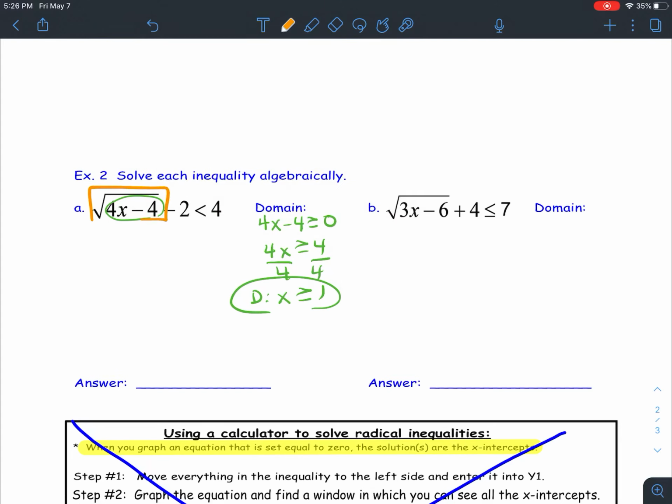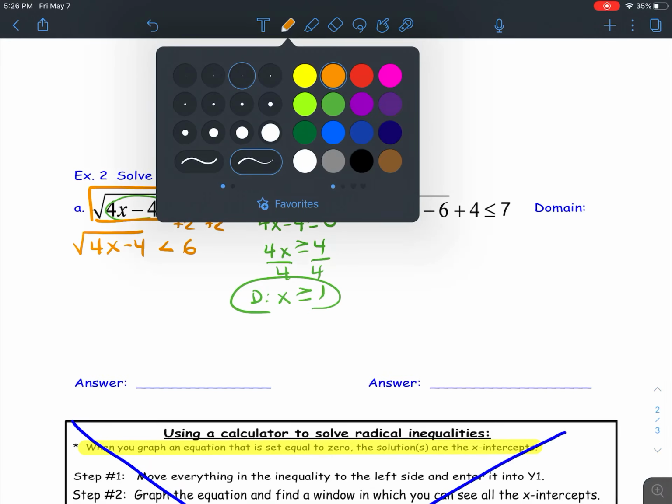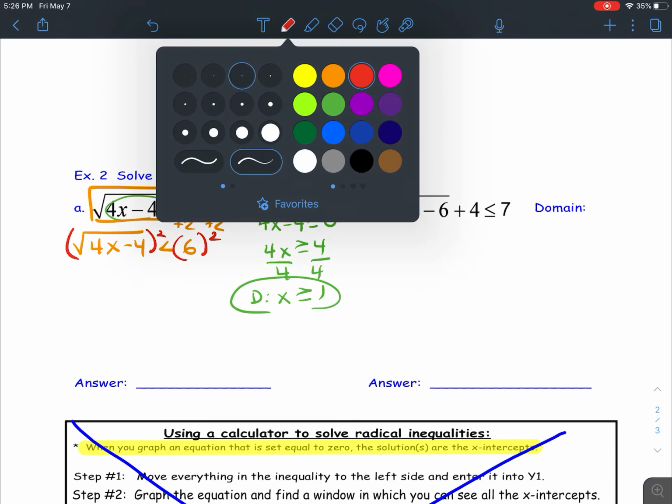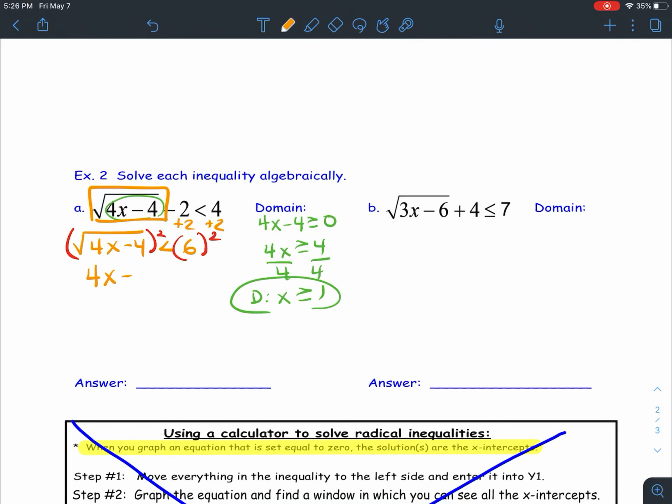Okay, now we're going to circle back, isolate the radical. We're going to do that by adding 2 to both sides. Once the radical is isolated, we can then square both sides to remove the radical. Okay, we're going to finish solving this. Move the 4 over, divide by 4. X is less than 10.